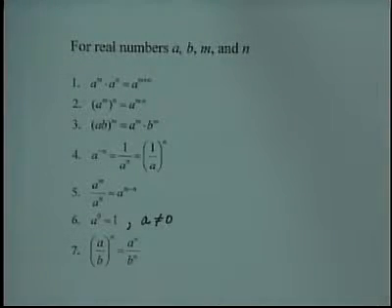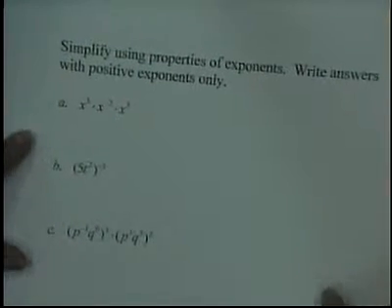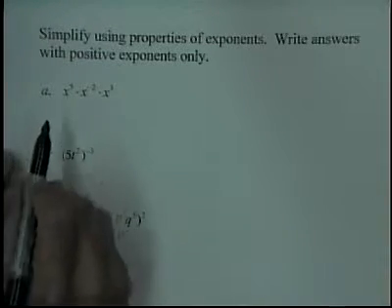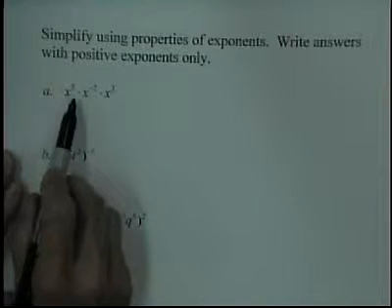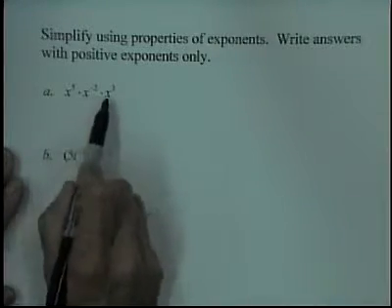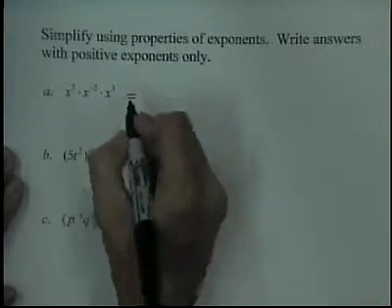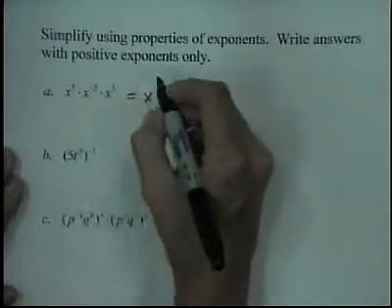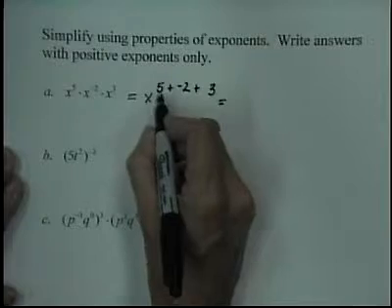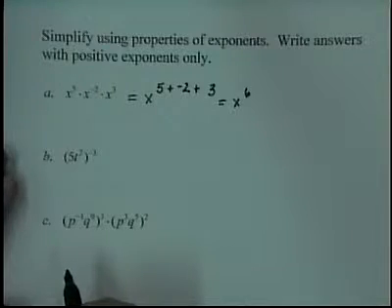Well, let's try out some of these with some examples. Here we want to simplify using properties of exponents, and we're going to write our answers with positive exponents only. Our first example reads x to the 5th times x to the negative 2 times x to the 3rd. This is a product of 3 terms all with the same base. When we multiply them, we take that base to the sum of the powers, 5 plus negative 2 plus 3. 5 plus negative 2 is 3, plus another 3 is 6, and so the end result is x to the 6th.